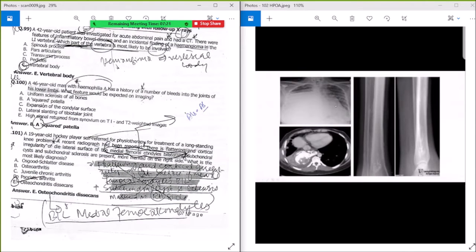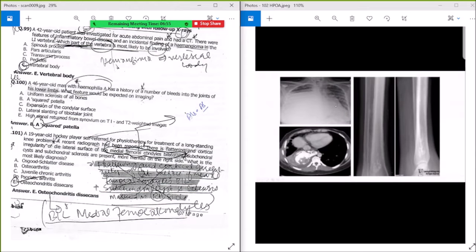Question number 101. A 19-year-old hockey player self-referred for physiotherapy for treatment of a long-standing knee problem. A recent radiograph reported flattening and cortical irregularity of the lateral surface of the medial femoral condyle bilaterally. Subchondral cysts and subchondral sclerosis are present, more marked on the right side. What is the most likely diagnosis? Osteochondritis dissecans.